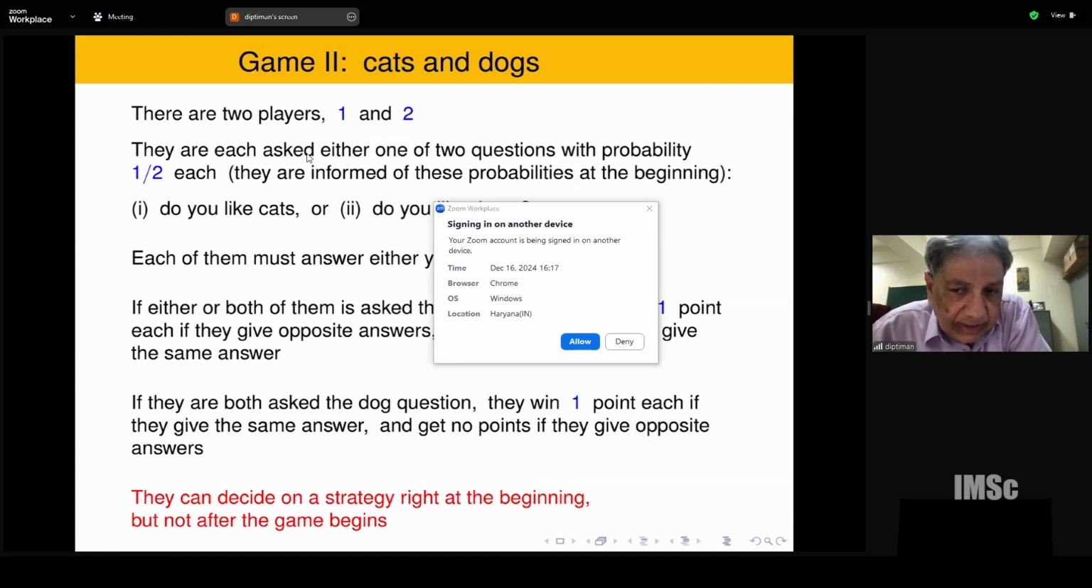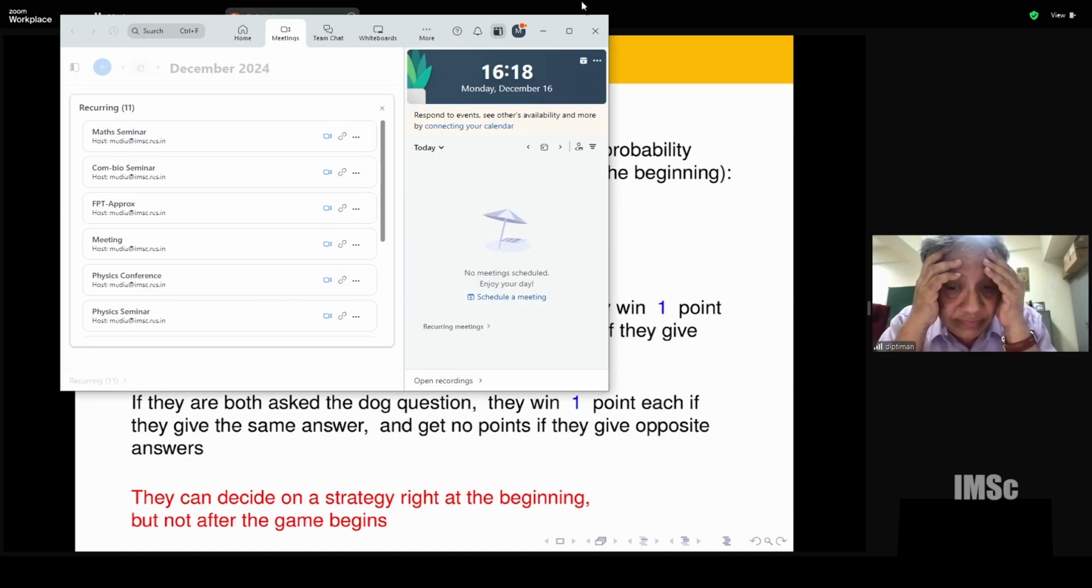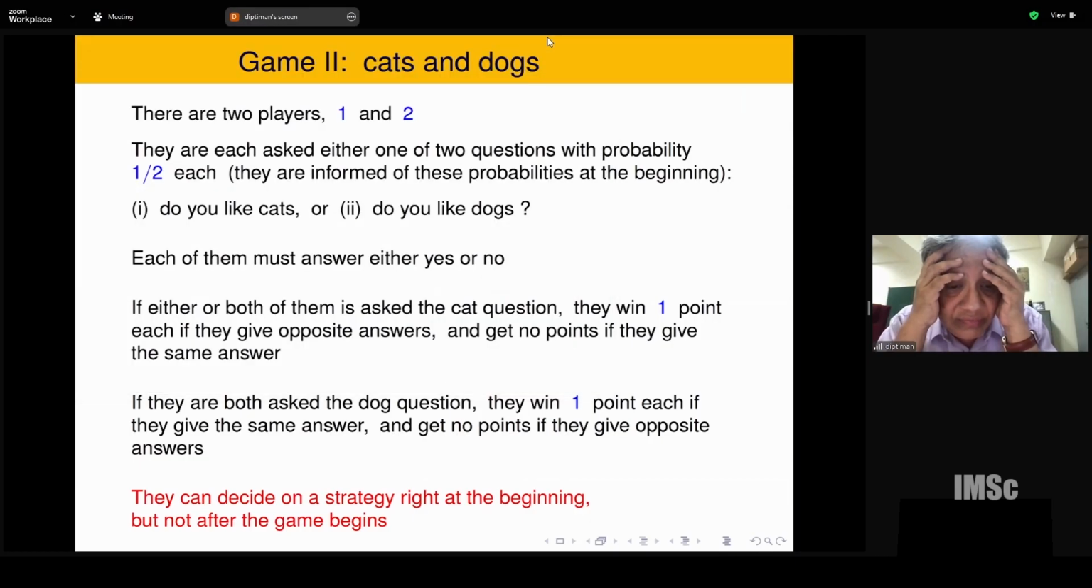Now the payoff is like this. If either player or both of them is asked the cat question, then they win 1 point each if they give opposite answers. And they get no points if they give the same answer. So this sounds a little complicated. Let's say both of them are asked the cat question and one says yes and the other says no, then they win 1 point. But if both say yes or both say no, then they get no points. On the other hand, if they both are asked the dog question, they win 1 point if they give the same answer, and they get no points if they give opposite answers.